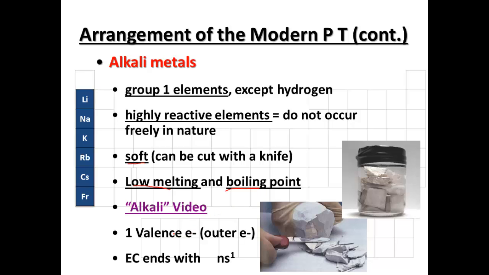They all have one valence electron, or outer electron. So their electron configuration, EC, which we'll talk about later on, they all end with n, whatever energy level or period they're in, and s1. Cesium is the element used in the atomic clock for measuring how much one second actually is.